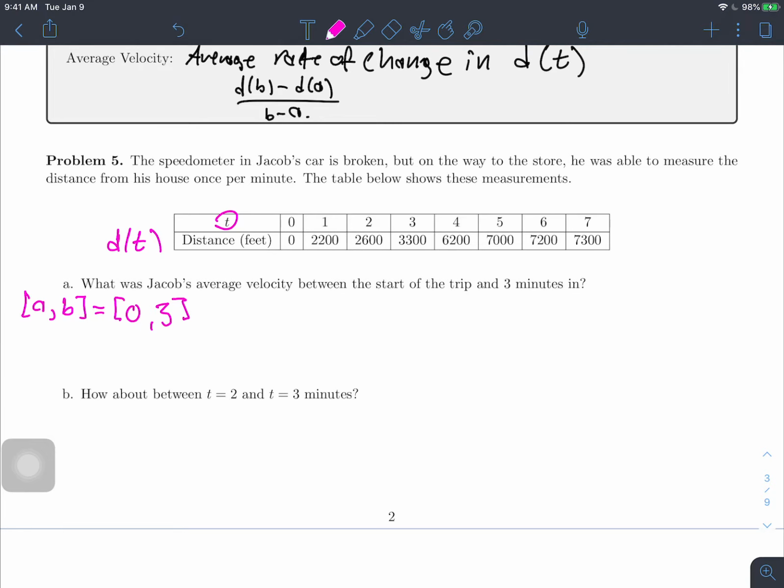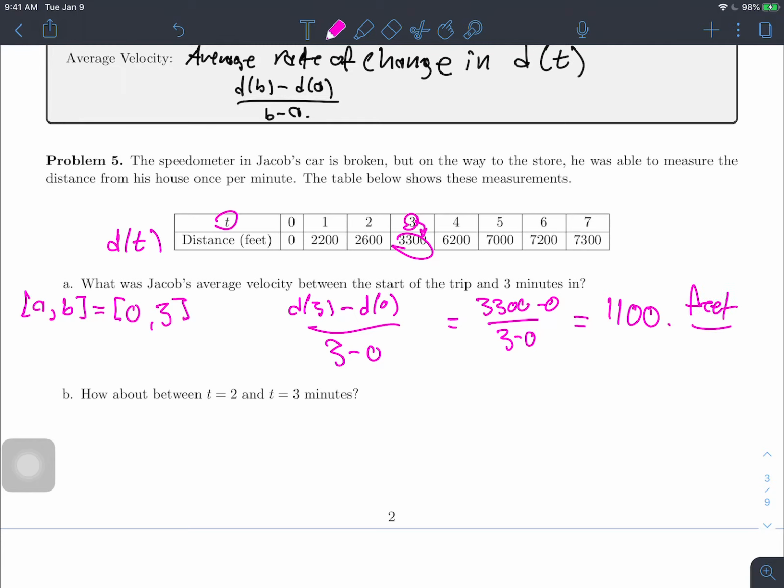So let's do d of b minus d of a. So we want d of 3 minus d of 0, all over 3 minus 0. Well, what's d of 3? 3,300. T is 3 means 3,300 is going to be our distance at that time. So we get 3,300 minus 0 over 3 minus 0 equals what, 1,100? I think it's 1,100. Okay, we should give some units. Distance is given in feet, and time is given in minutes. So this is feet per minute.